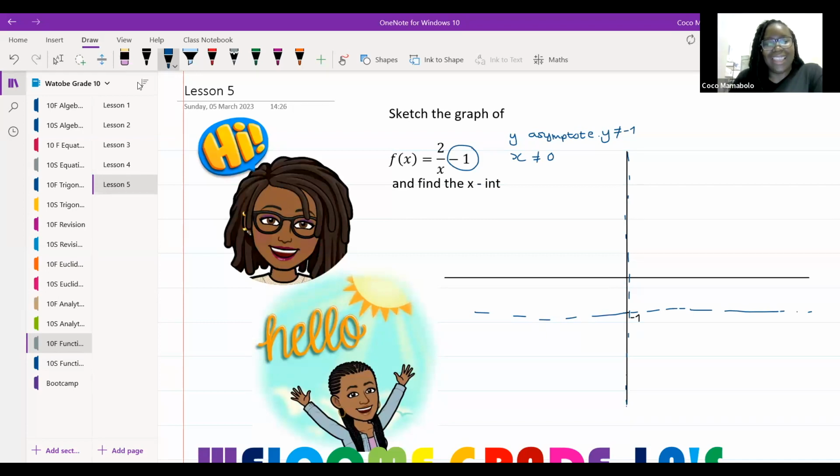Okay. All right. Then we know that because our function is positive, which two quadrants will this lie in, guys? If it's positive, what are the two quadrants that my graph will land in? Hello, Tinswalo. My graph will land in which two quadrants for a positive graph?